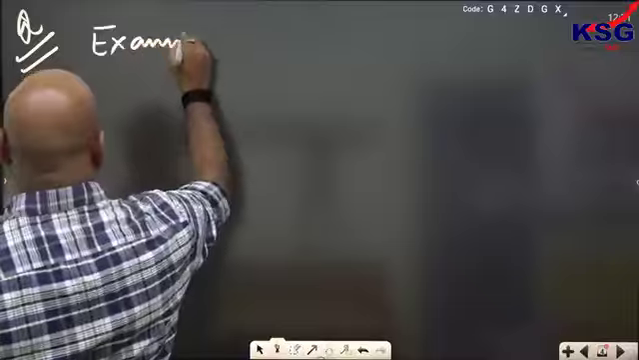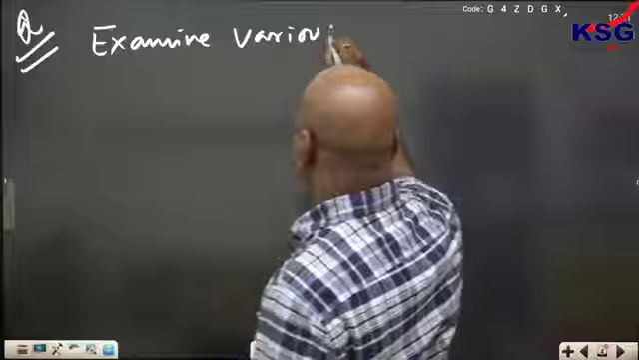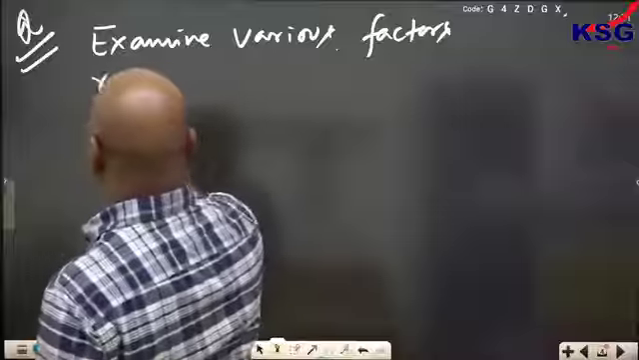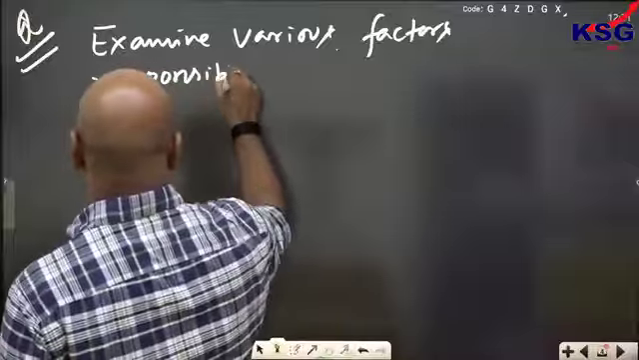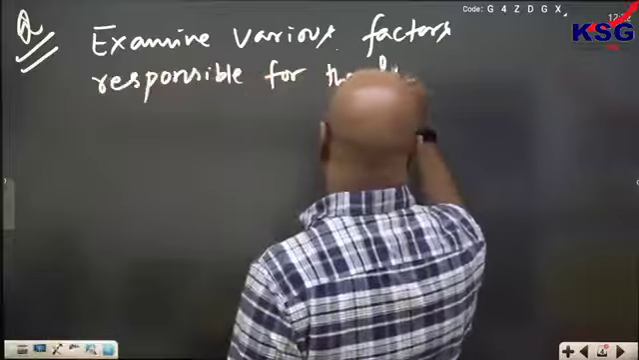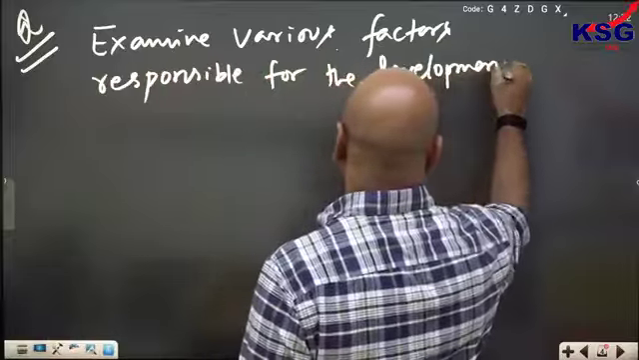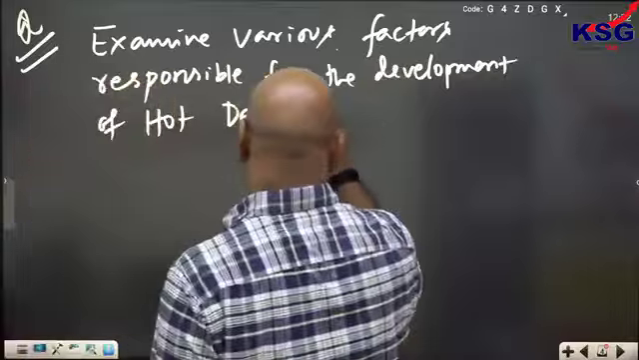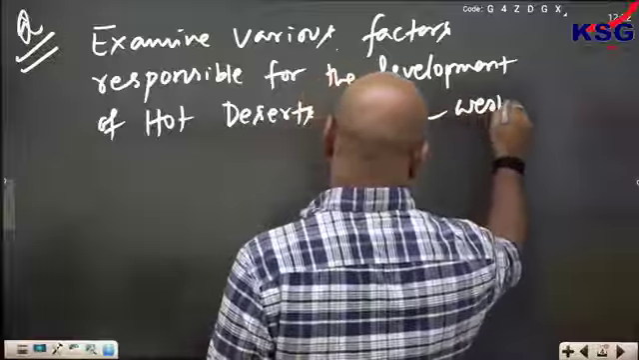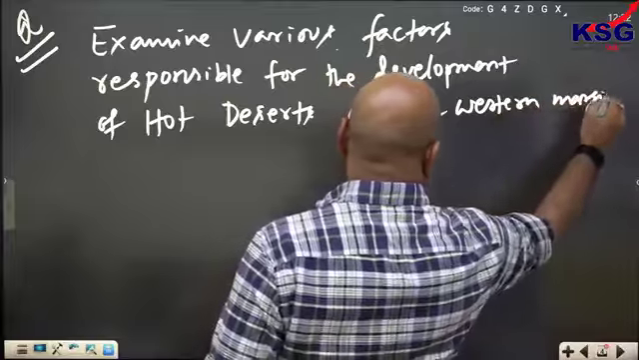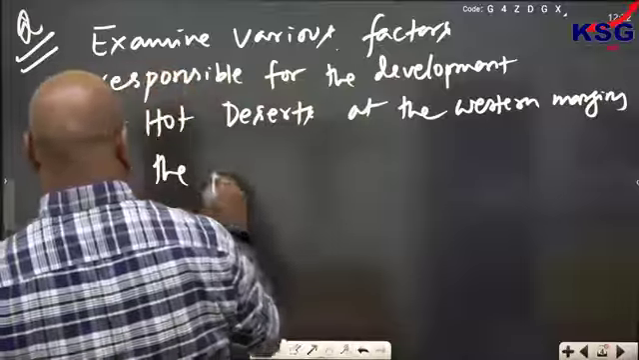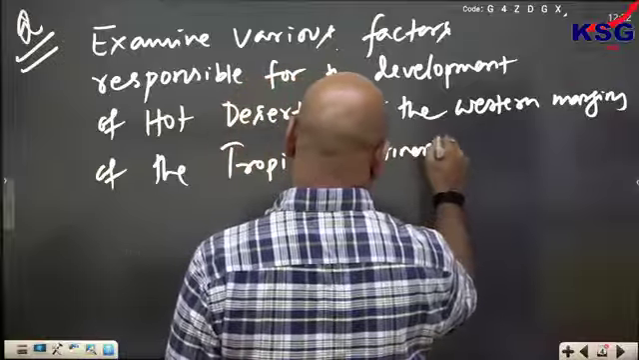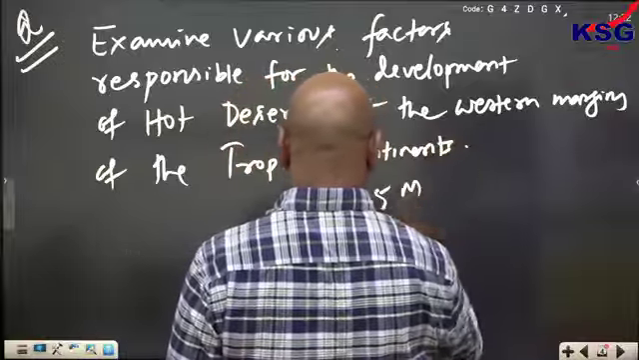So note down. Examine various factors responsible for the development of hot deserts at the western margins of the tropical continents. 15 marks, 250 words.